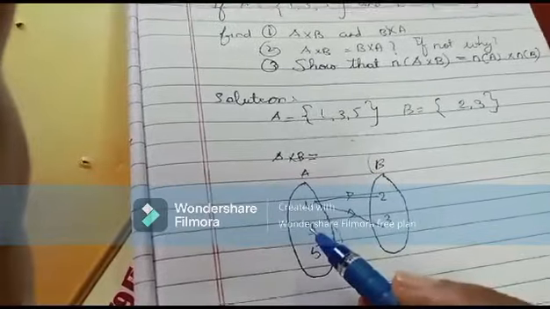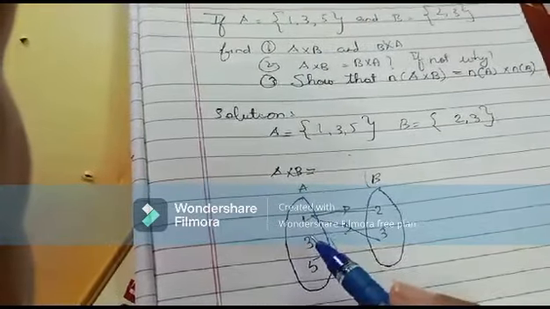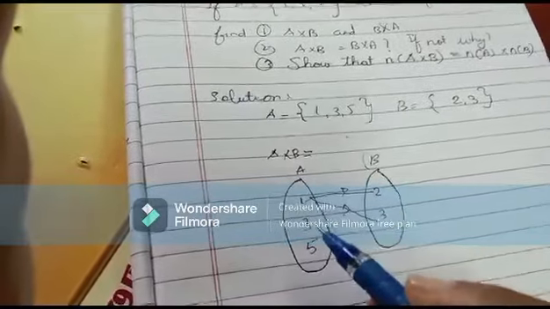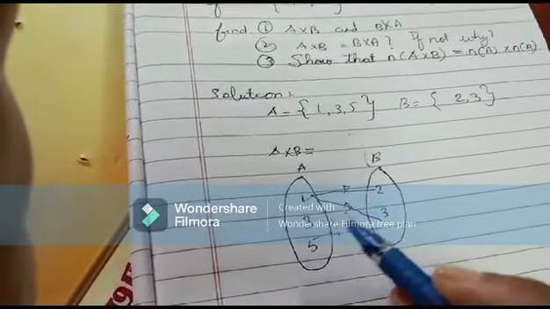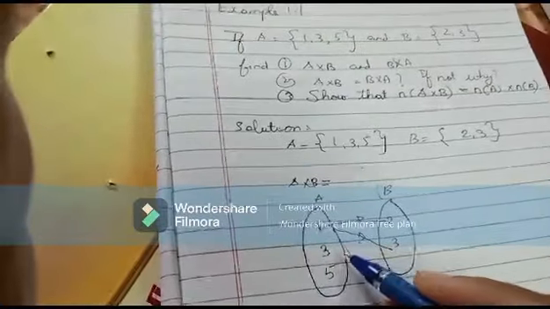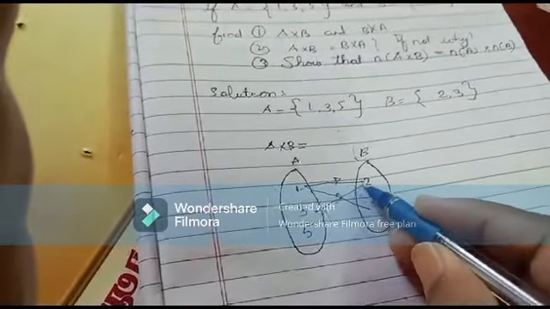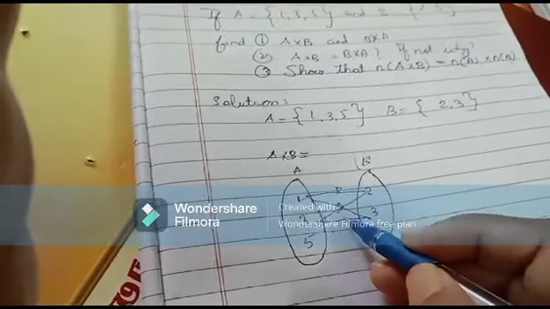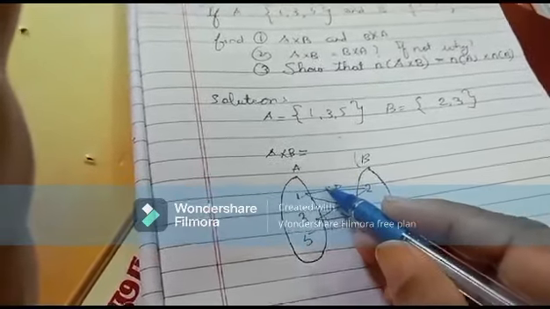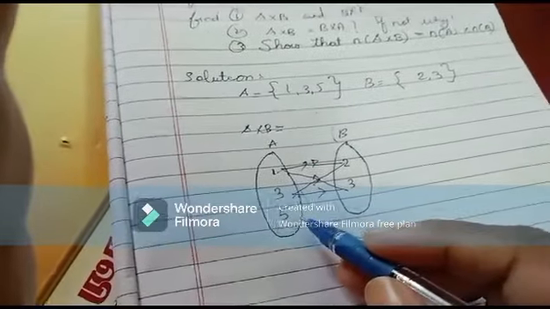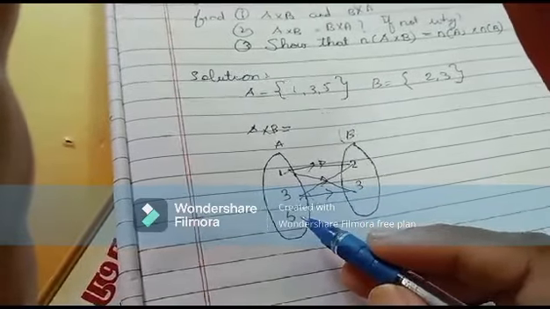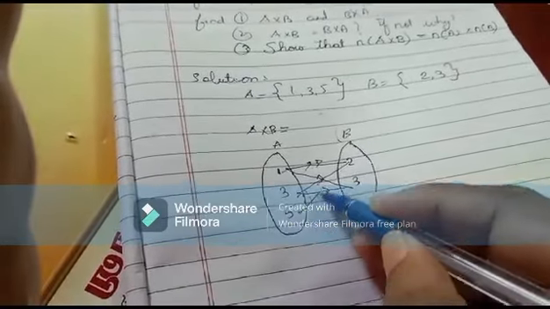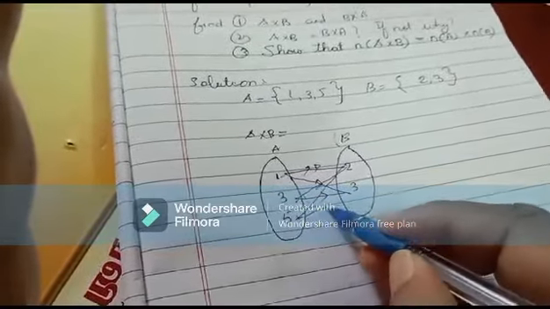Similarly, 3 is an element of A, right? So this 3 should also be mapped with all the elements in B. 3 you have to map with 2, and 3 you have to map with 3. Don't forget to put the arrow marks. And then 5 now. This 5 also should be mapped with all the elements in B, right? So I am going to map 5 with 2 and 5 with 3 as well.